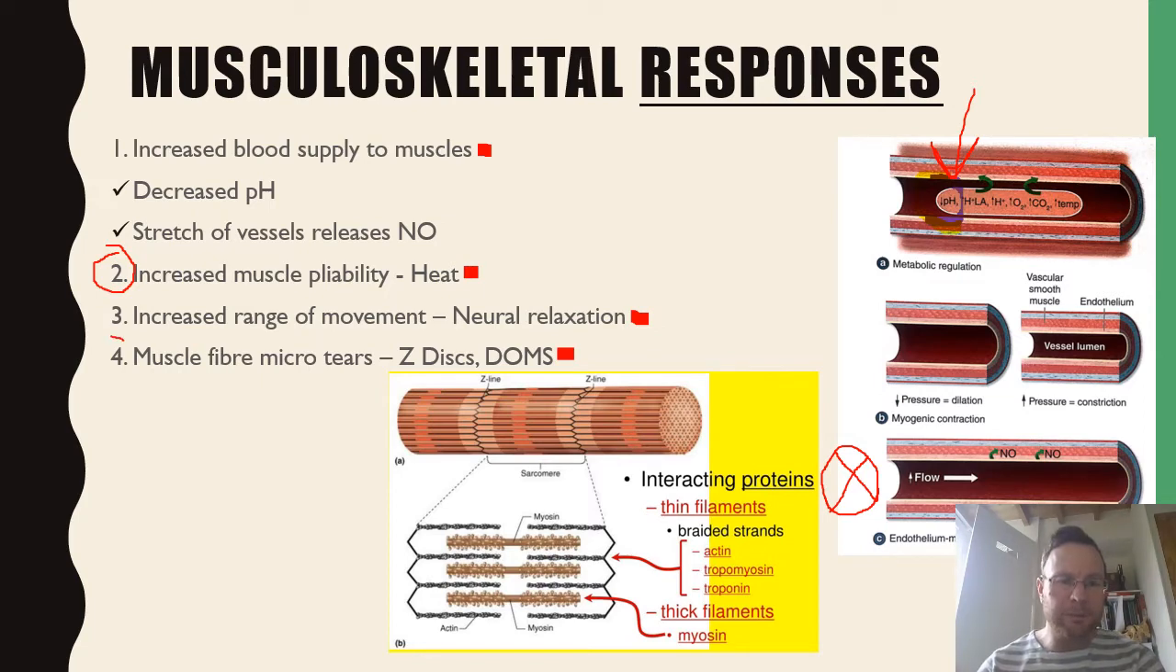This number 4, increased muscle fiber tears. So this is a bit of a weird one actually. I've put a couple of things of note on the side here. On the little picture in the middle, this thing here I'm just outlining. So this is a muscle fiber. We looked at the structure of muscle fibers in anatomy. When we look at this thing here, this is a sarcomere.